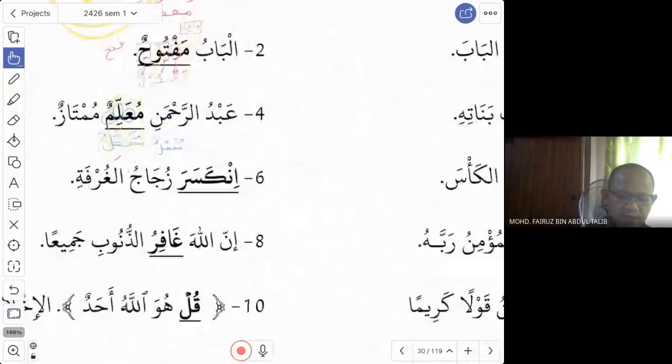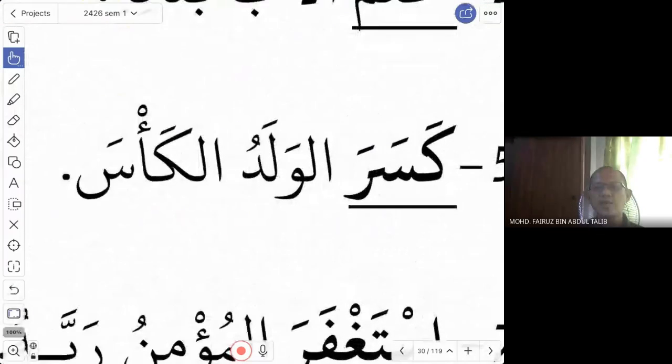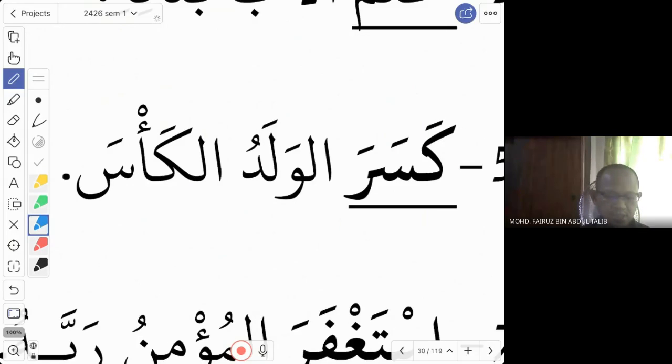Number 5. Kasara al-waladu al-ka'sa. Kasara means he broke. The boy broke the cup. Ka's is a cup. So he broke the cup. This is easy. We have had this before. Kasara.